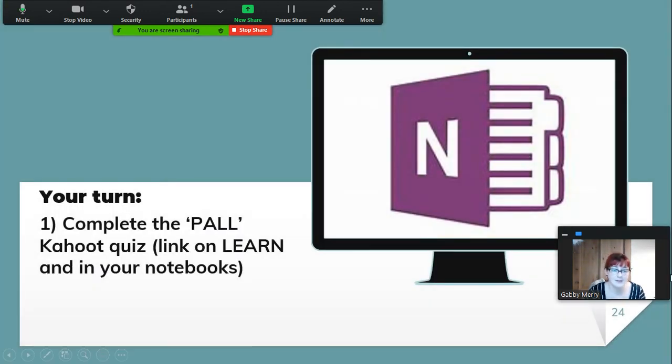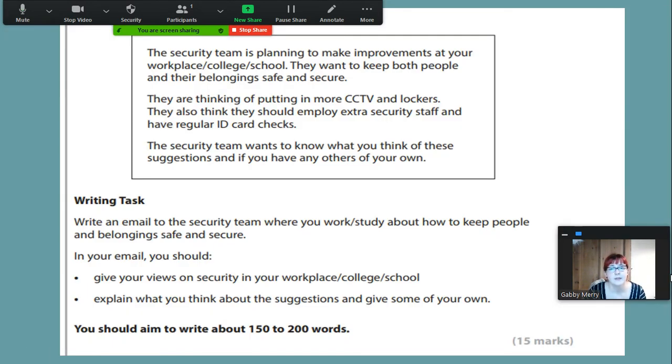So once you've had a go at that quiz for me, guys, there is a writing task, and this is in the folder on Learn as well. You can do it in your class notebook, so you can always access your notebook and type it straight in there for your tutor.